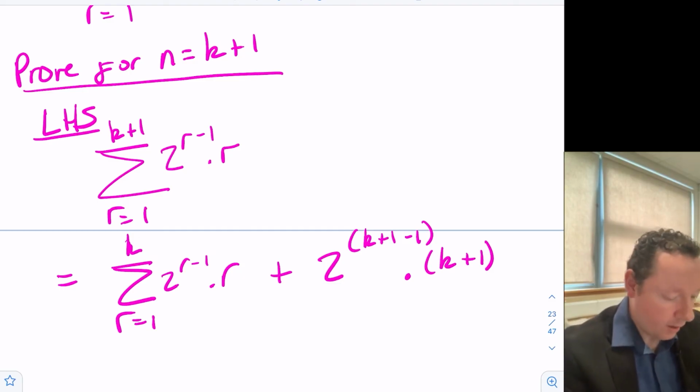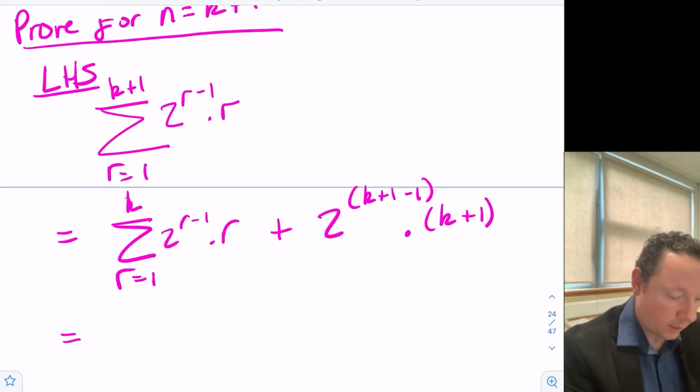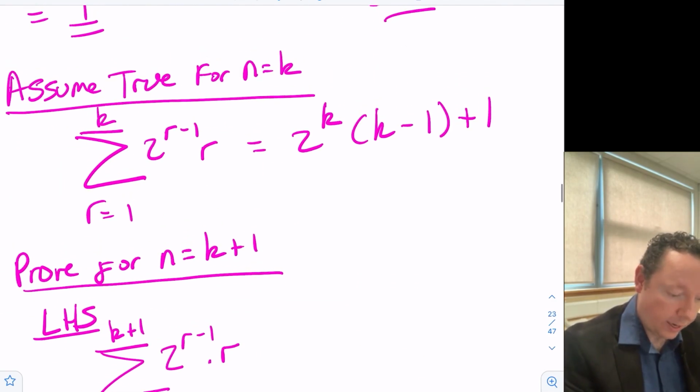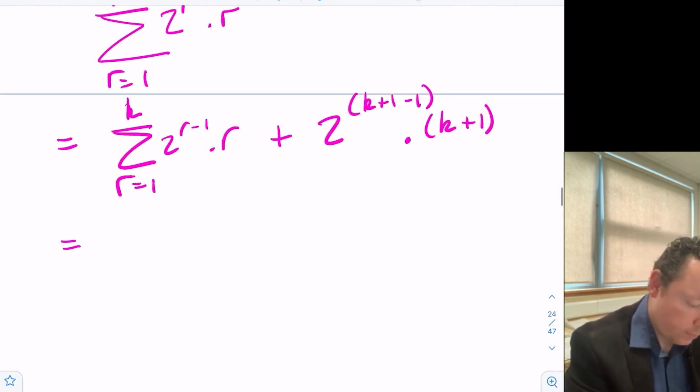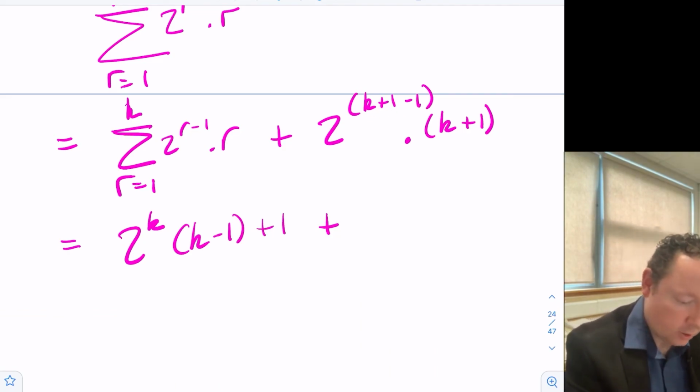So then we'll just tidy that up. We already know the sum of r equals 1 to k of 2 to the r minus 1 times r, because we said it was true for n equal to k, so we can sub in this right hand side. So that gives us 2 to the k minus 1 plus 1, plus the last term. Now we can tidy this up slightly. That's k plus 1 minus 1, which is just k, 2 to the k times k plus 1.